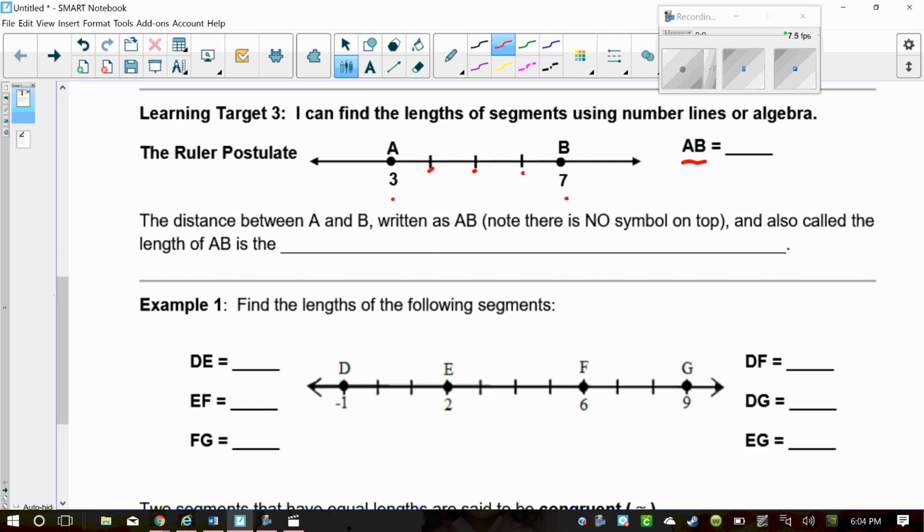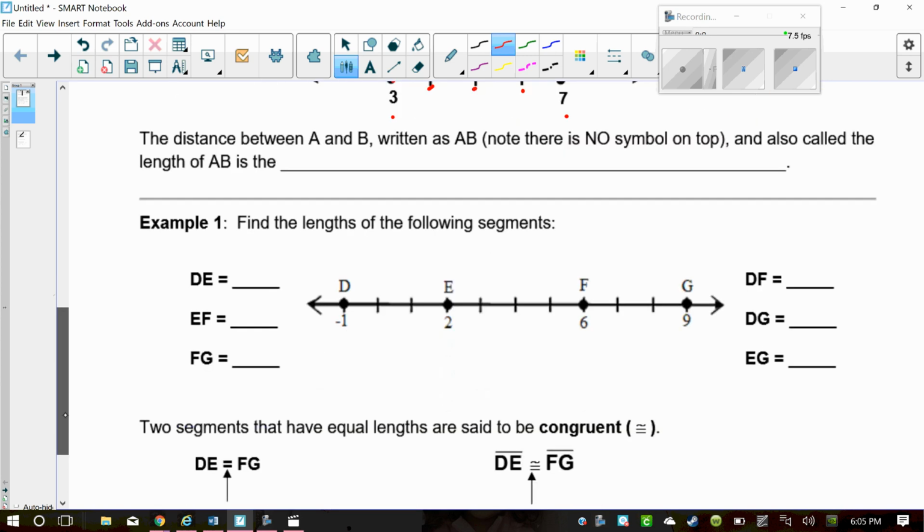I'm just going to count: 4, 5, 6. So it looks like they're counting by ones. And be careful because they might have you count by twos, okay? So it looks like I'm going 1, 2, 3, 4 units from A to B, right? So the distance between A and B is 4.